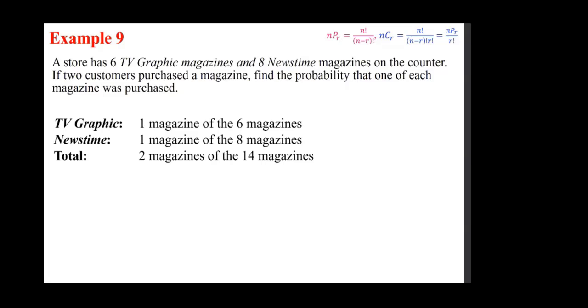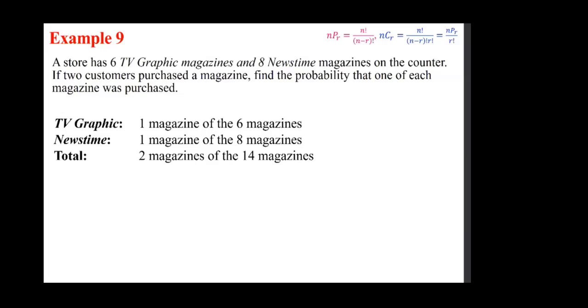TV Guide, we want to choose one of the 6 magazines. Newstime, we want to choose one of the 8 magazines. And therefore, we have a total of 2 to choose from, a total of 14 magazines. And so what we want is to find the probability that one of each magazine was purchased, and it's a combination in the following manner. The probability is defined as the number of outcomes for the event of interest over the sample size.